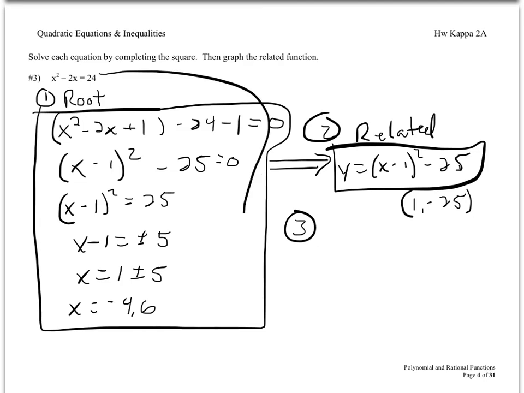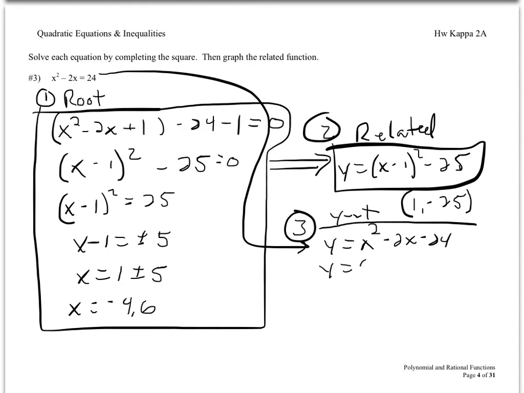Take this original function, getting the 24 on the left, so we got y equals x squared minus 2x minus 24. This is to find the y-intercept. Put zeros in for your x's, and you have a y-intercept of negative 24.